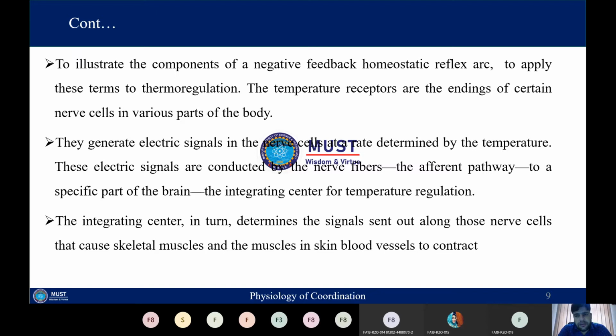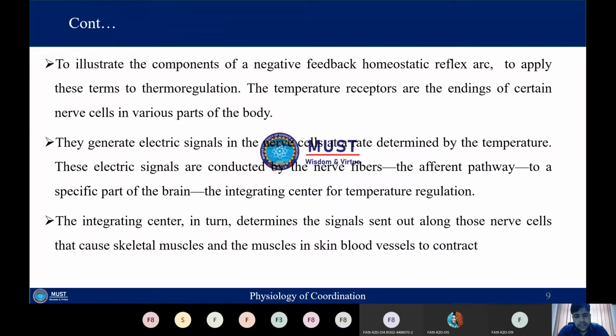we can also apply this to thermoregulation. As all of you know, temperature receptors are endings of certain types of nerve cells in various parts of the body. They produce signals. Signals mean they detect the change in either the external or internal environment, and those signals are produced in the nerve cells, and they are controlled by the temperature changes.